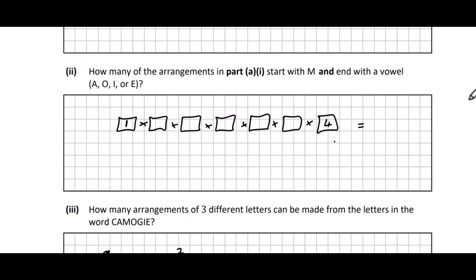After that, you go back to the start again, to the second one here. Now, if we've chosen a letter for the first letter, chosen a letter for the last letter, there are only 5 left. So we've only a choice of 5 here.